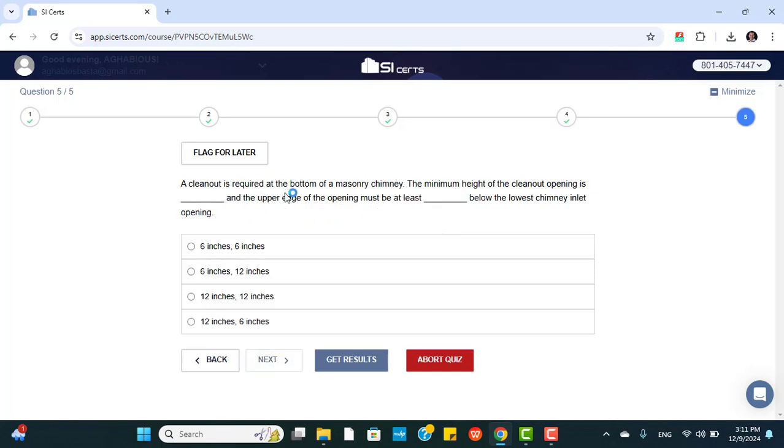A clean out is required at the bottom of the masonry chimney. The minimum height of the clean out opening is 6 inches, and the upper edge of the opening must be at least below the lowest. Get result.